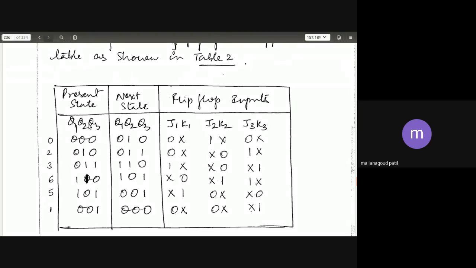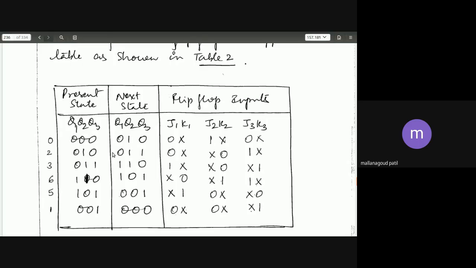See Q2, first row, what is the value? See the cursor. Q2, what is the value? 0. Second column, first row, 0. What is Q2 in the next state? 1. 0 to 1. What is the condition? 0 to 1 means what? Set. One is set, another one is toggle. That is 1X only. 1, 0 is set, 1, 1 is toggle. Therefore, 1X you have to write.